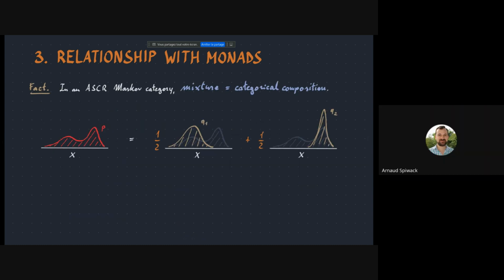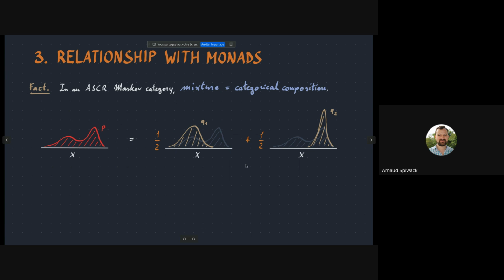All right, so why do we want these almost surely compatible representable Markov categories? Well, because convex combinations or mixtures are just categorical composition. Here's what I mean. I want to say that this bimodal distribution is a mixture of two Gaussians. It's like this Gaussian plus this Gaussian. It's a mixture model.